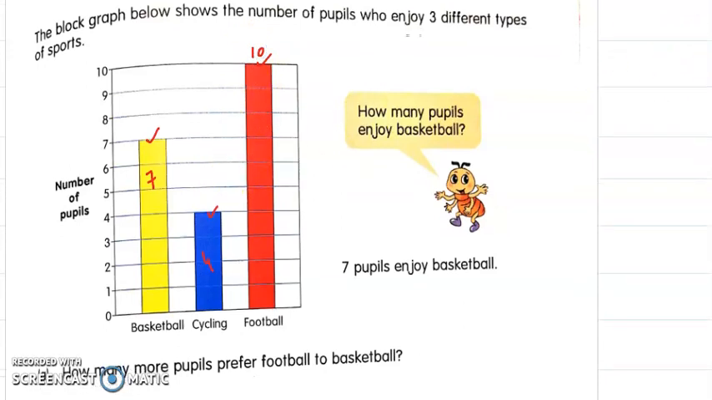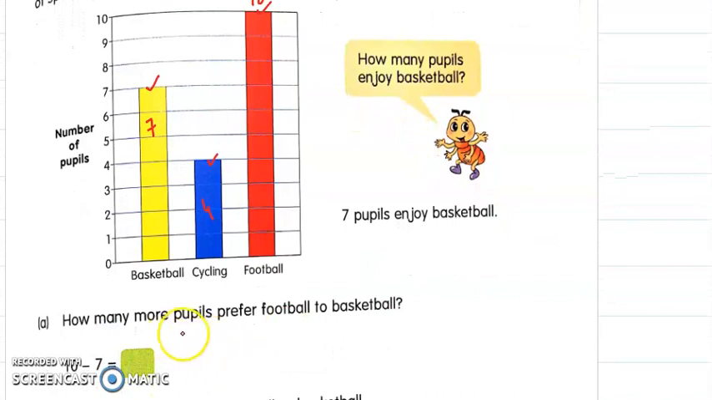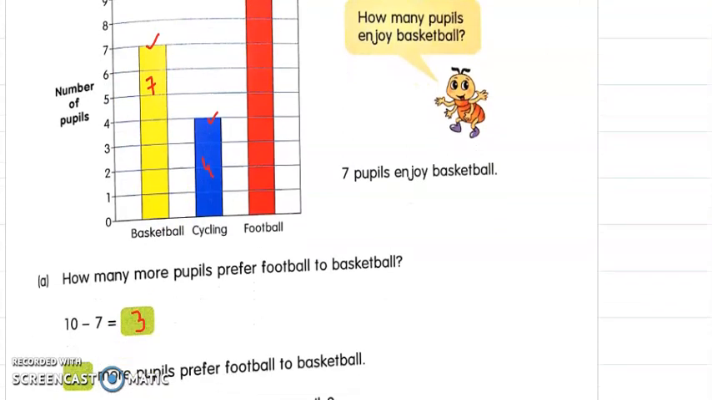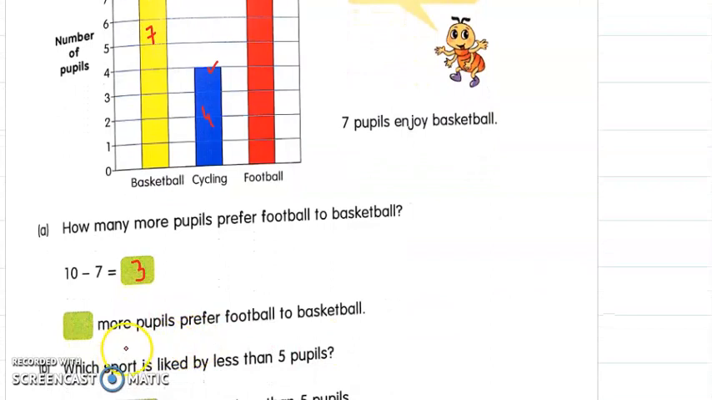Now the first question is: how many more people prefer football to basketball? I mean, we have to tell the difference between basketball and football. We can see 10 students prefer football and 7 students prefer basketball. So it will be 10 minus 7, that is going to be 3. So we can say 3 more people prefer football to basketball.